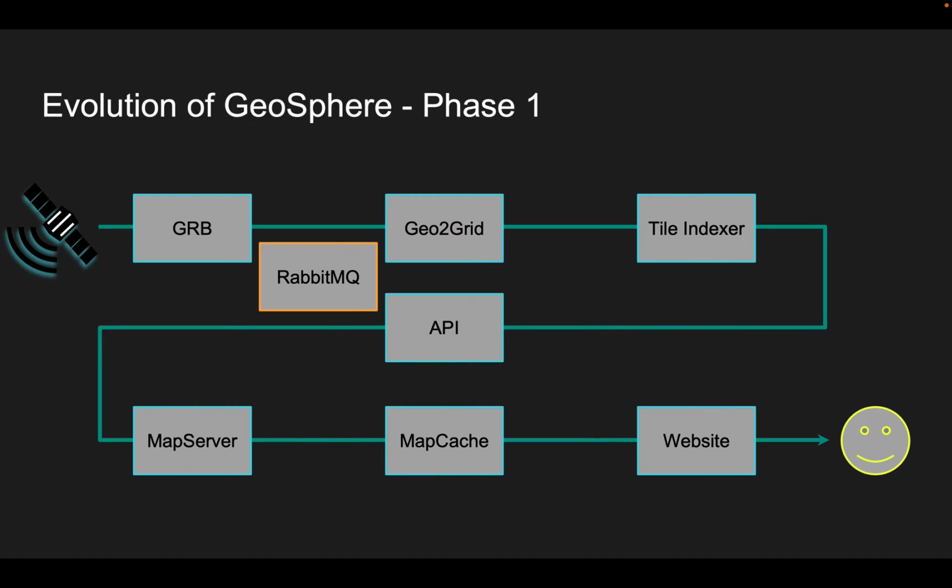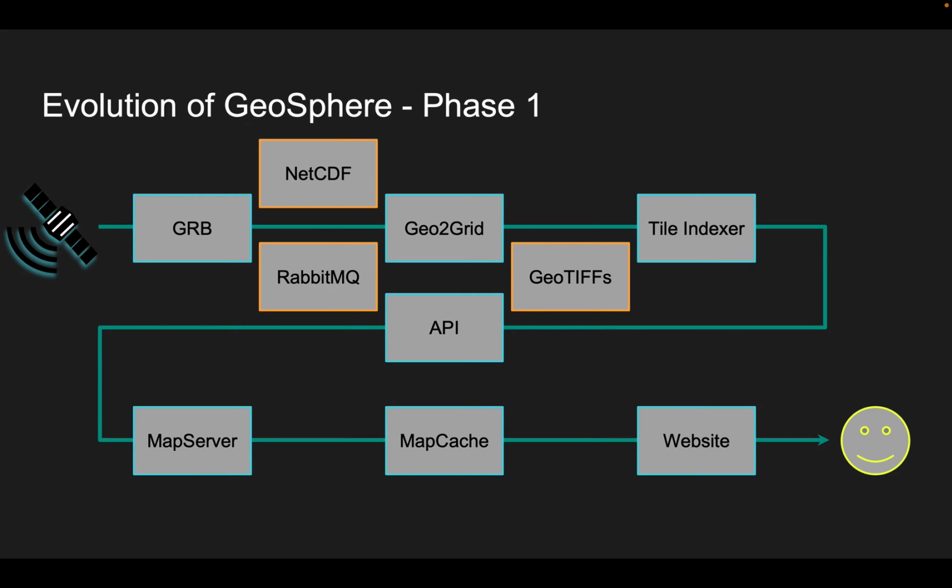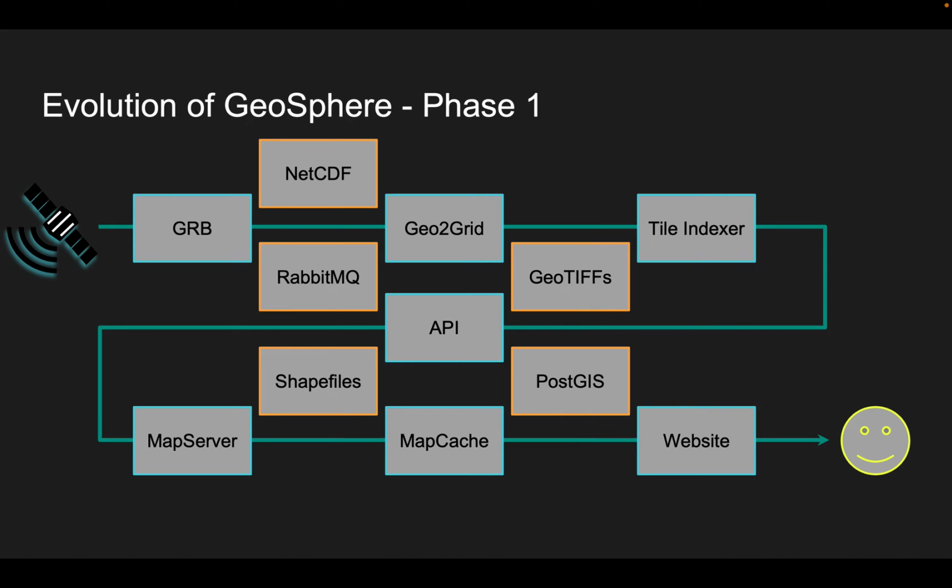The things I'm leaving out are the RabbitMQ or AMQP notifications or events that we're using to communicate between all of these components. There's the storage that has to be managed for the netCDF files and the GeoTIFFs. There's shapefiles, which is what MapServer is using to store the time and GeoTIFF information. And then there's actually also a PostGIS database, because that worked best for how MapCache needed to talk to things.